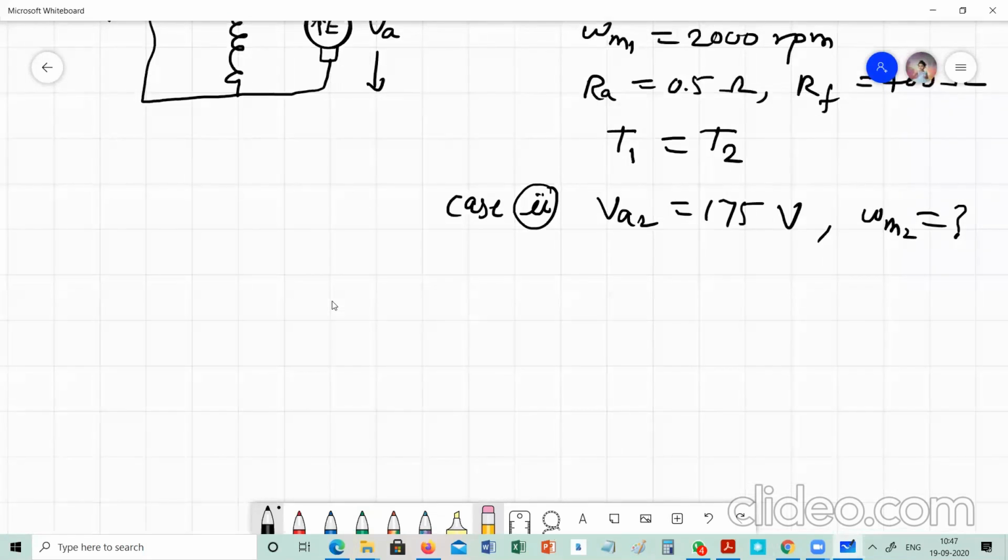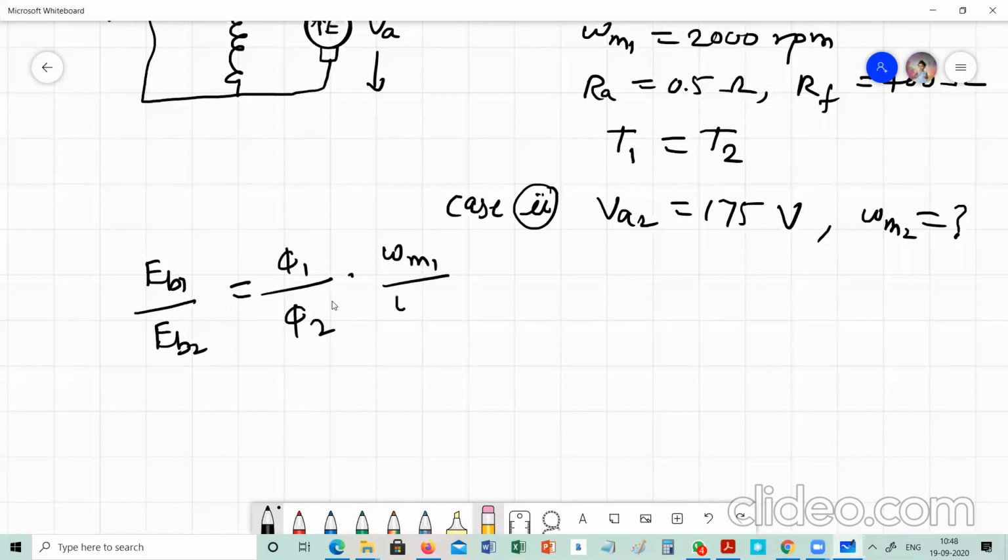What we have to do, when such a case is given, two cases are given and one quantity is asked to calculate, we have to use the ratios. We know that EB1 by EB2 is equal to phi 1 by phi 2 into omega m1 by omega m2.